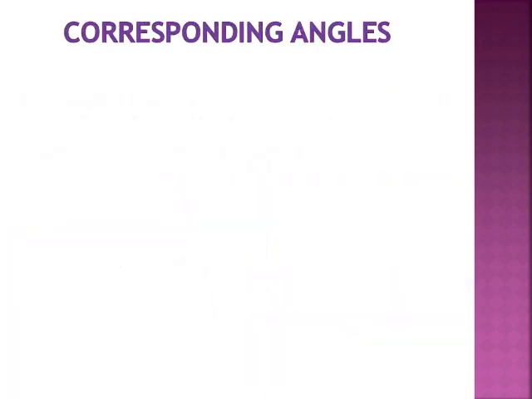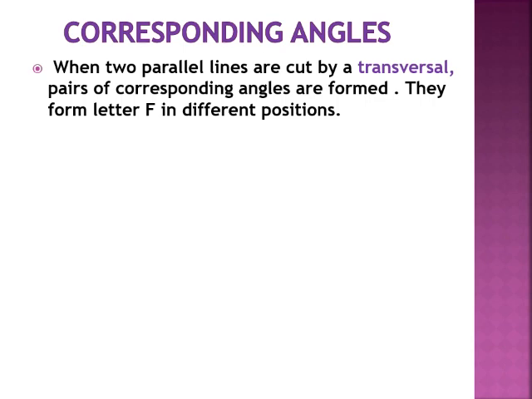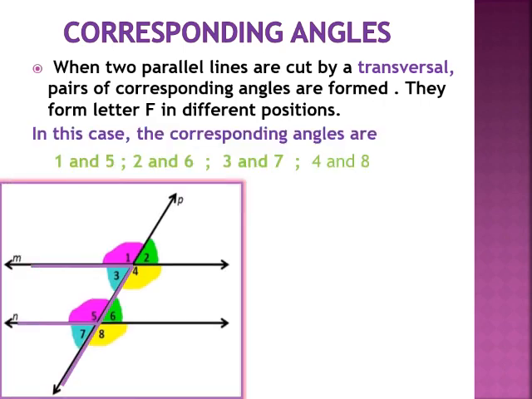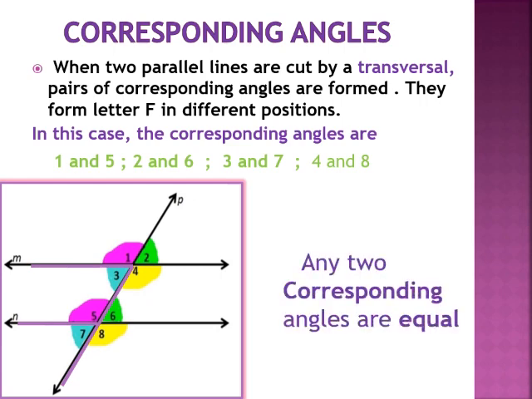As for corresponding angles, when two parallel lines are cut by a transversal, pairs of corresponding angles are formed. They form the letter F in different positions. For example, in this case, the corresponding angles are 1 and 5, 2 and 6, 3 and 7, 4 and 8, because they form the letter F. Any two corresponding angles are equal.